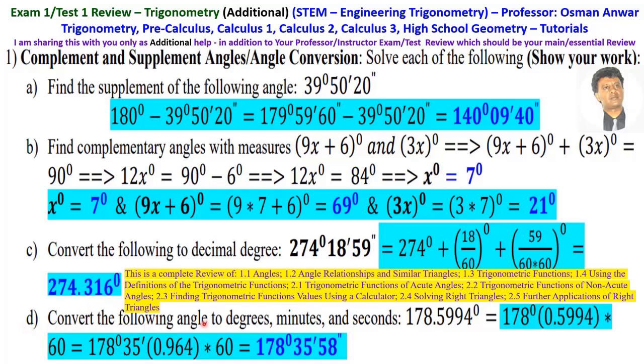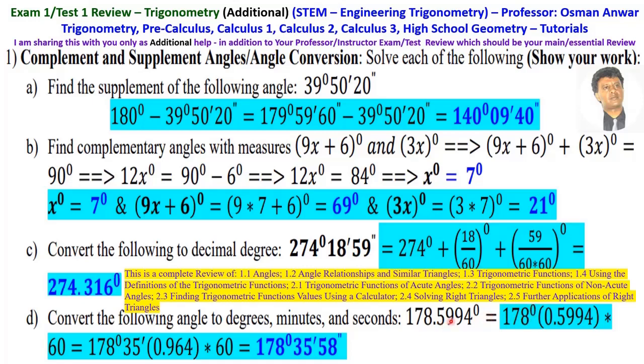D is convert the following angle to degree, minute and second. So it is 178.5994 degree. So to convert this into degree, minute and second, 178 degree, 178 is already in degree.